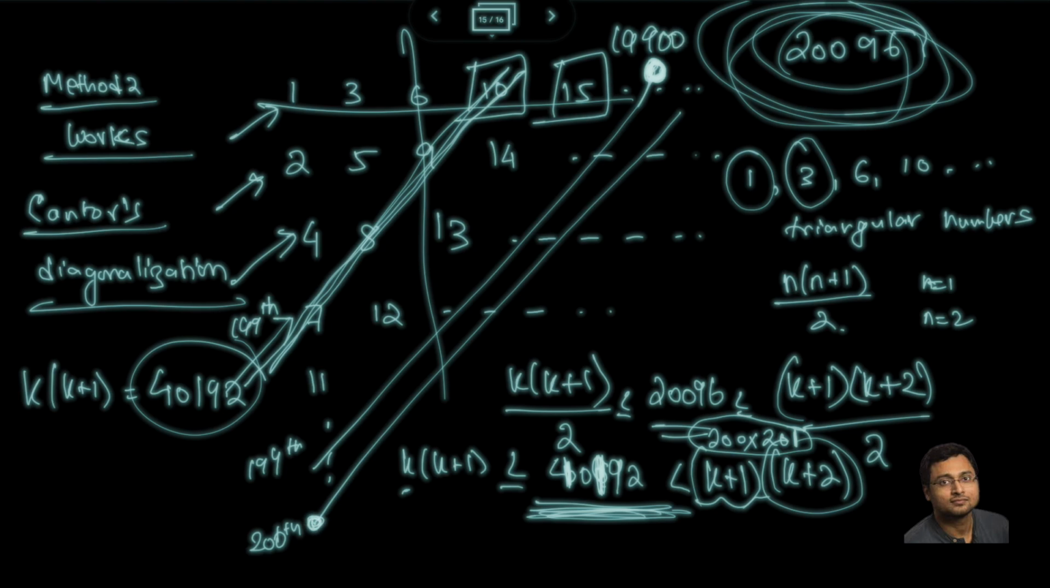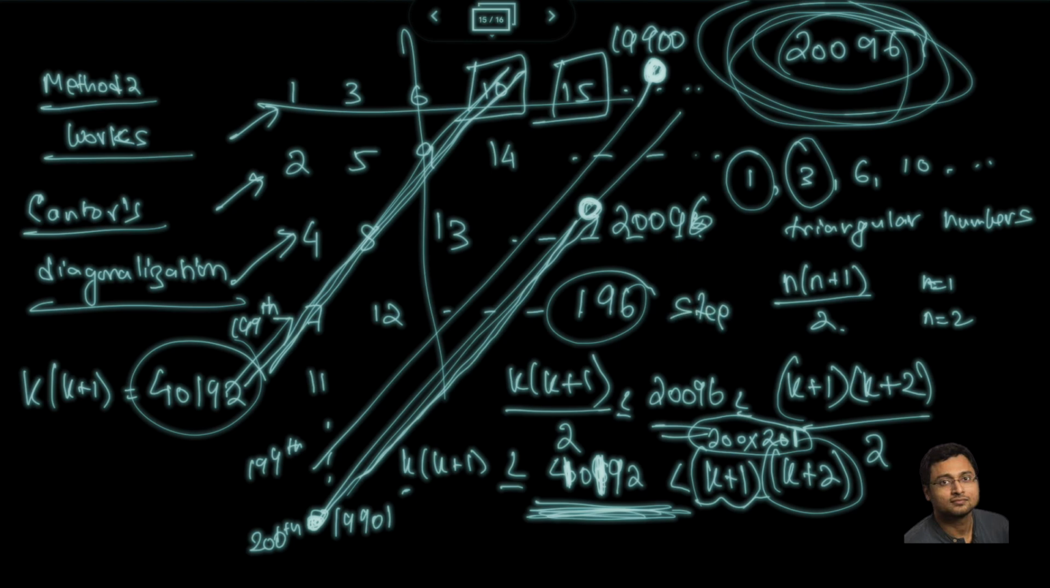So you start here with 19,901 and you have to go up to 20,096. So you have to go up 196 steps. Notice that every step you go up, you reduce the row number by 1 and you increase the column number by 1. Right? If you go up by 196 steps, think about it. You go up by 196 steps along the diagonal, means you reduce the row number by 196 and you increase the column number by 196.